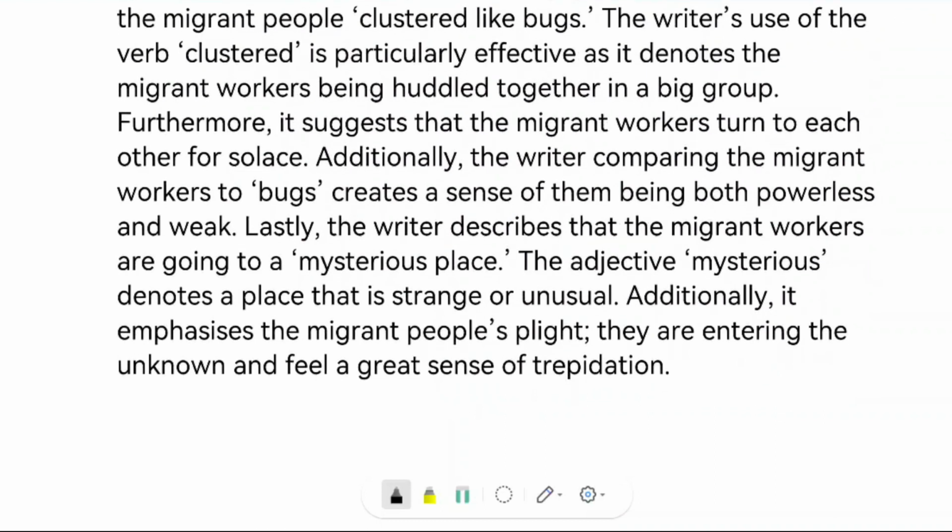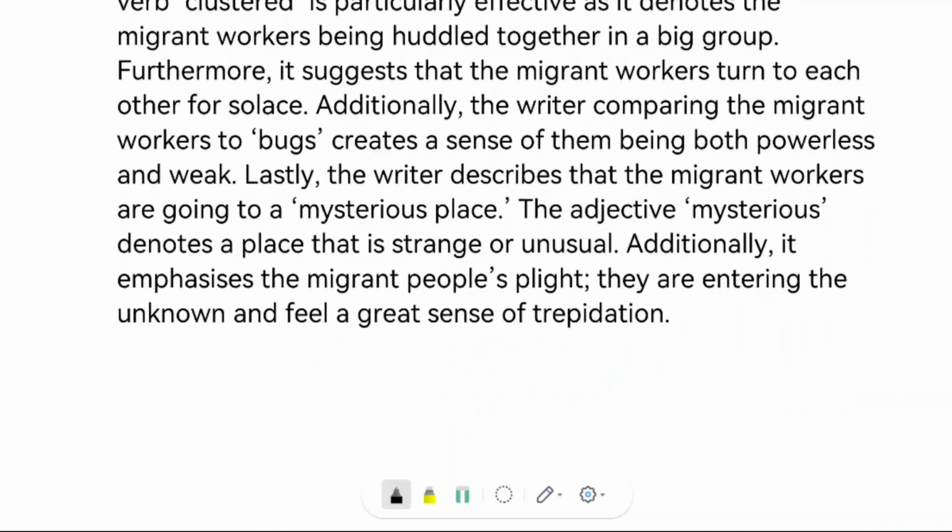Lastly, the writer describes that the migrant workers are going to a mysterious place. The adjective mysterious denotes a place that is strange or unusual. Additionally, it emphasizes the migrant people's plight. They are entering the unknown and feel a great sense of trepidation.